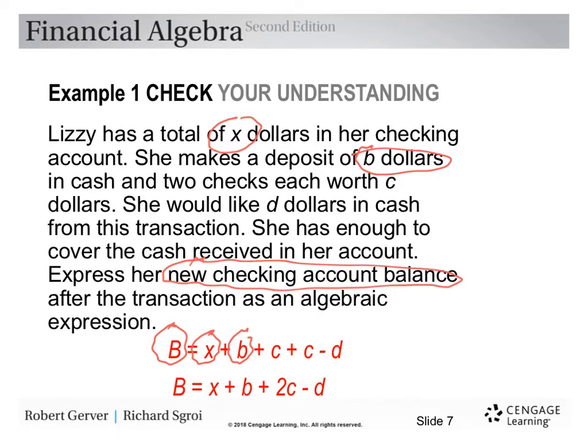She's also going to deposit 2 checks, and each of them is worth C dollars. So we got plus C, plus C. And then lastly, she would like D dollars in cash from the transaction, so we have minus D. Simplifying this expression, we get capital B, her new balance, is equal to her old balance, which is X, plus b plus 2C minus D. So that's what her new checking account balance will look like as an algebraic expression.